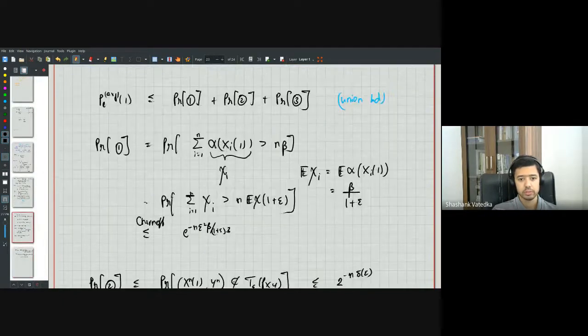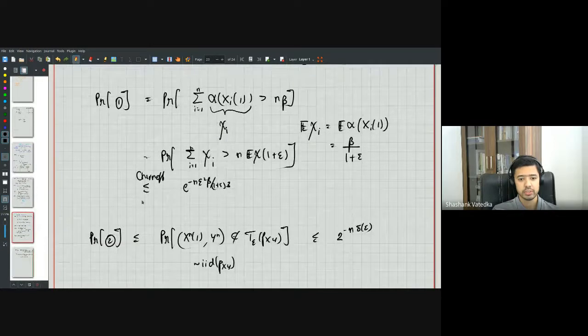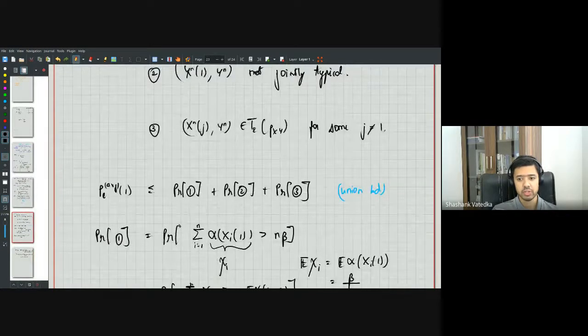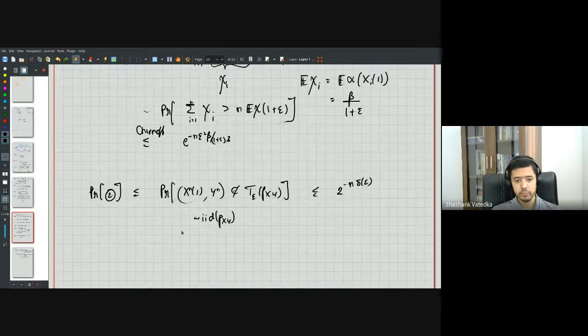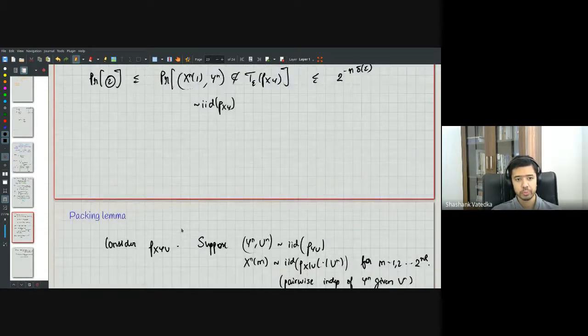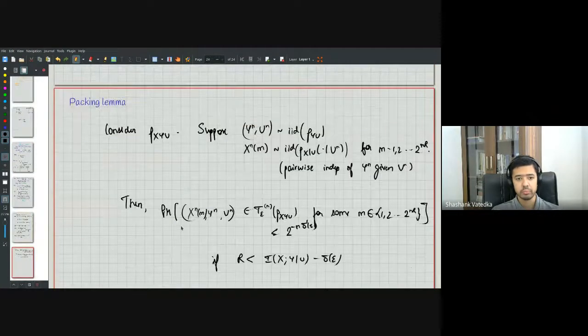Okay, so now we've bounded two of these probabilities, and as long as we show that the third probability is also vanishingly small, we're done. To prove the third quantity, we will prove the following slightly more general result. We'll call it the packing lemma, and it says the following.